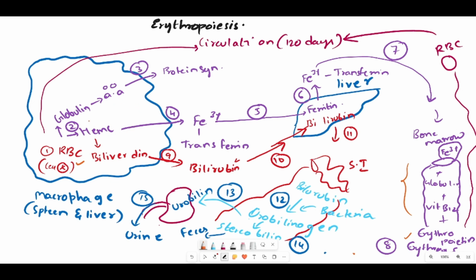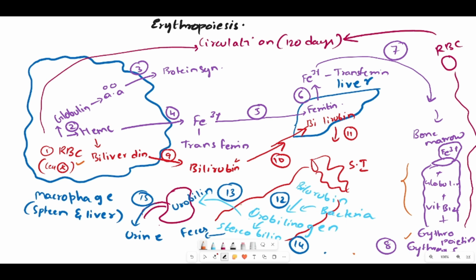Here we said that it is divided into heme and globin. This heme part will also be converting into biliverdin. This biliverdin will be changed into bilirubin and it is transferred into the liver. Once it gets transferred into the liver, it will be sending that to the small intestine. In the small intestine, this bilirubin, with the help of some bacteria, will be changed into urobilinogen.